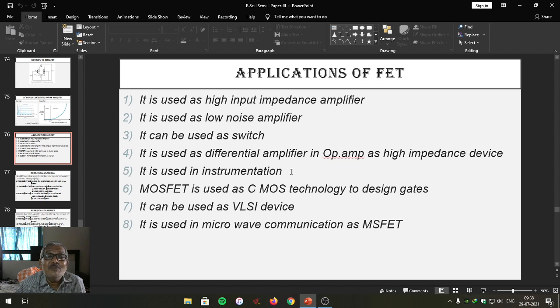FET is used in instrumentation to increase the sensitivity of the instrument. FET is used as an input device to pick up the input sensed signal. MOSFET is used as CMOS technology to design gates. In digital logic, gates are going to be manufactured by using CMOS technology.